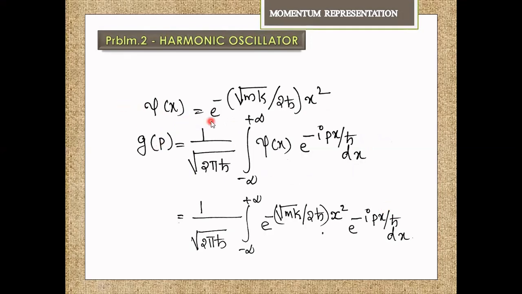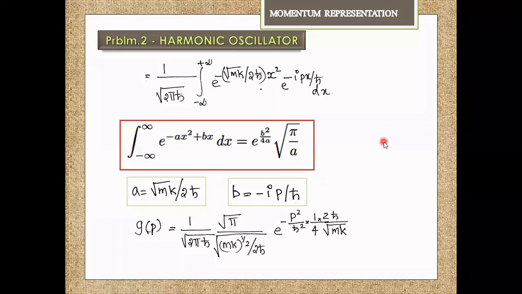Now psi of x is equal to e raised to minus root mk by 2 h cut into x square. We are substituting it here. Therefore, G of p is equal to 1 by root 2 pi h cut integral minus infinity to plus infinity e raised to minus root mk by 2 h cut into x square, that is our wave function, into e raised to minus ipx by h cut dx. Now when we rearrange it, this is like 1 by root 2 pi h cut integral minus infinity to plus infinity e raised to minus root mk by 2 h cut x square minus ipx by h cut dx. We have to solve this integral.